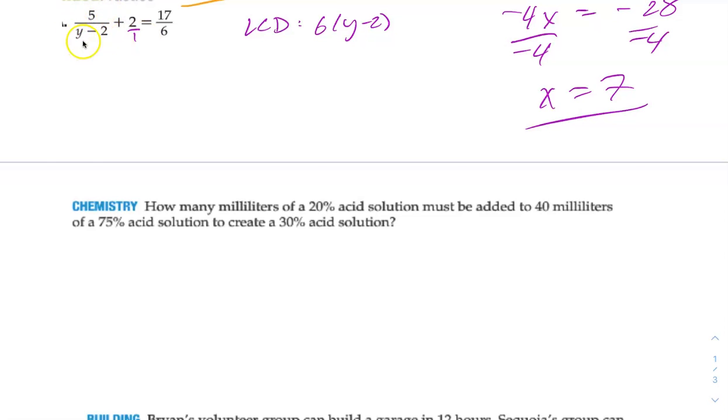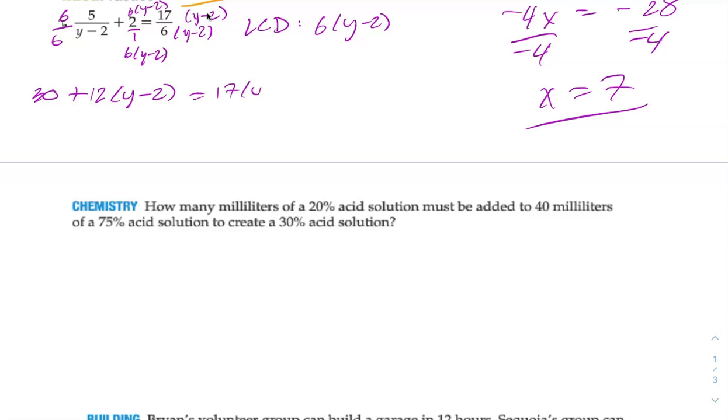I've got to get the same LCD for all of these. So the first one here, what's missing? Just the 6, so multiply top and bottom by 6. The middle one is just a 1 on the bottom, so it's missing all of it. It needs a 6 and the y minus 2. And the right one has the 6, but I don't have the y minus 2, so I multiply by y minus 2 over y minus 2. So I get 30 plus, and actually, my mistake, 2 times 6 is 12 times y minus 2. 5 times 6 is 30. And over here, 17 times y minus 2.